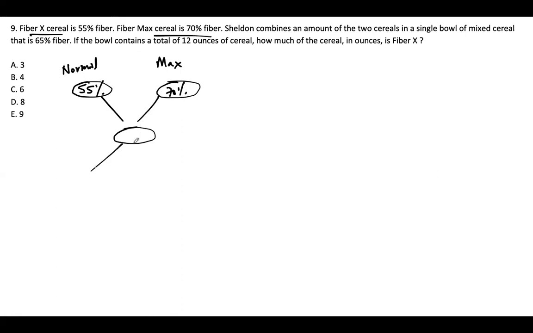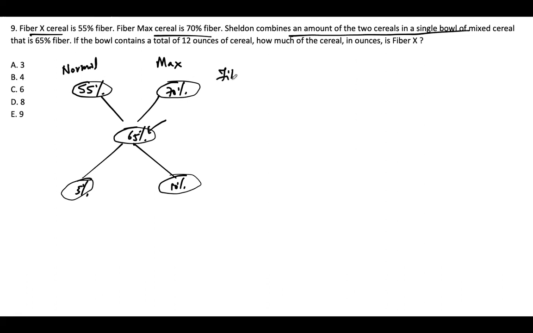Fiber X cereal is 55% fiber, so I'm saying this is normal cereal, 55%. Fiber Max cereal is 70% fiber. Sheldon combines an amount of the two cereals in a single bowl of mixed cereal that is 65% fiber. I will solve it right away. 55 to 65 difference is 10, 65 to 70 is 5. So 1:2. Right now, percent, 55% fiber.